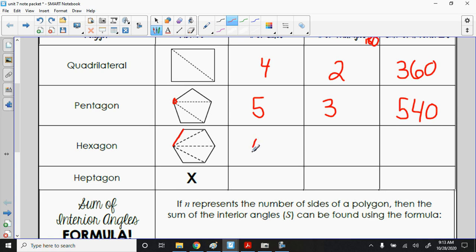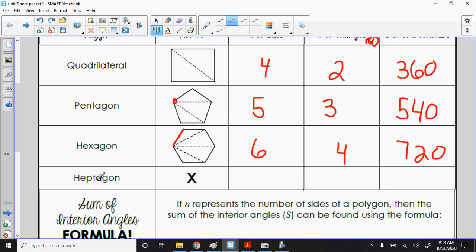Hexagon is 6 sides. So I draw my diagonals from this one corner: 1, 2, 3, 4. There's our multiplier, 4 times 180, 720.